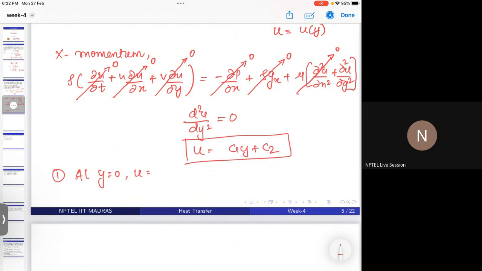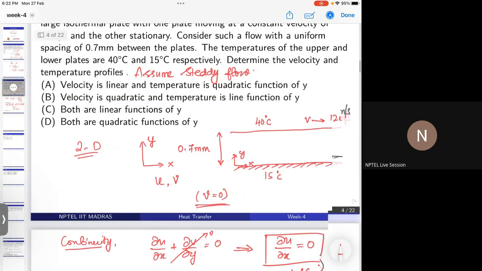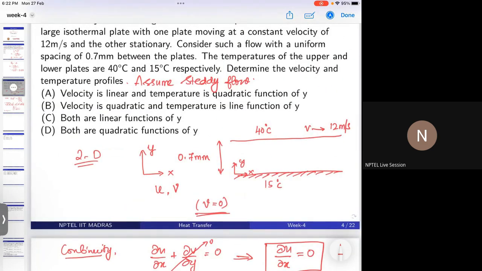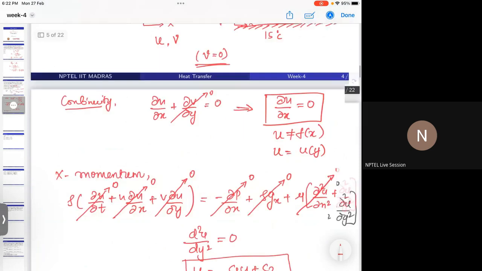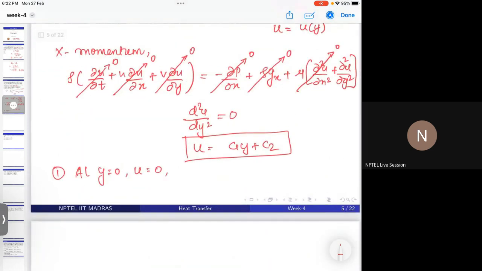You did not understand the problem. What is y? At y is equal to 0, this is my coordinate axis. At y is equal to 0, what is u? Sir, u is 0, because the plate is stationary, which gives C2 is equal to 0. Okay. At y is equal to L, that means the gap.